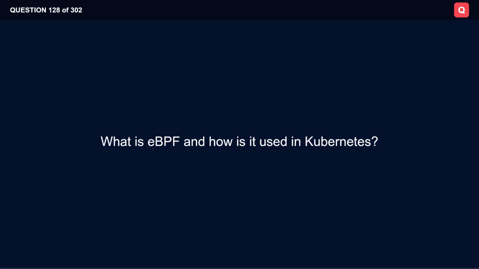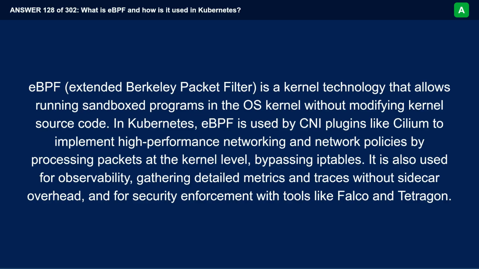What is eBPF and how is it used in Kubernetes? eBPF, Extended Berkeley Packet Filter, is a kernel technology that allows running sandboxed programs in the OS kernel without modifying kernel source code. In Kubernetes, eBPF is used by CNI plugins like Cilium to implement high-performance networking and network policies by processing packets at the kernel level, bypassing iptables. It is also used for observability, gathering detailed metrics and traces without sidecar overhead, and for security enforcement with tools like Falco and Tetragon.